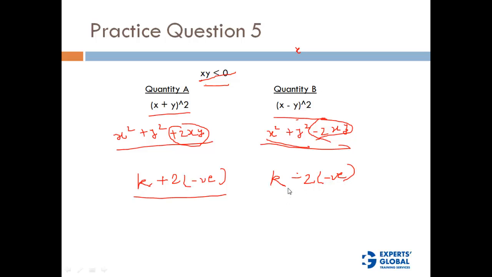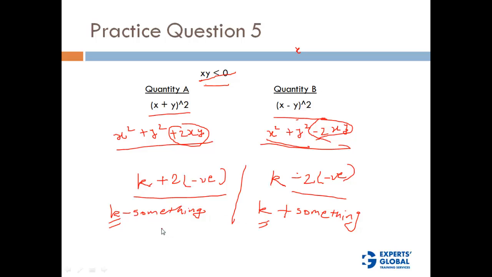So you will see that effectively what we are doing is we are subtracting a negative number here. That means we are adding. On this side it is k plus something, and on the left side it is k minus something, correct? Why? Because k plus 2 times a negative number. So we are basically subtracting some negative number from k. So we will see that the value of k is the same on both sides.